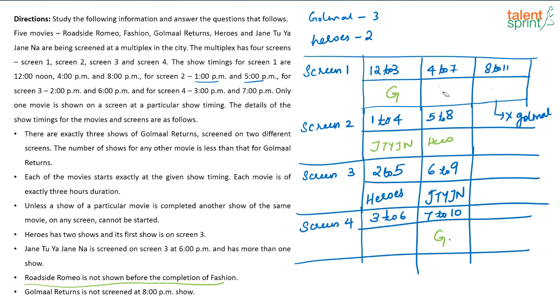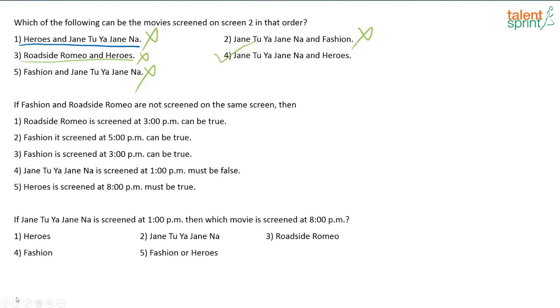Okay, this can be Golmaal Returns. If this is Golmaal Returns, this is Fashion and this is going to be Roadside Romeo, right? Or if these 3 are Golmaal Returns, this is going to be Fashion and this is going to be Roadside Romeo. Yes, Murali, in any case, 8 to 11 will be Roadside Romeo only. Whatever be the possibility, it is not violating any rule. So obviously that has to be your right option.